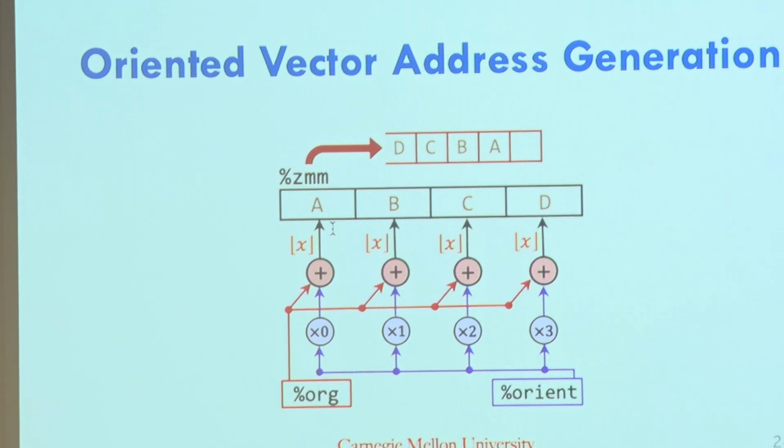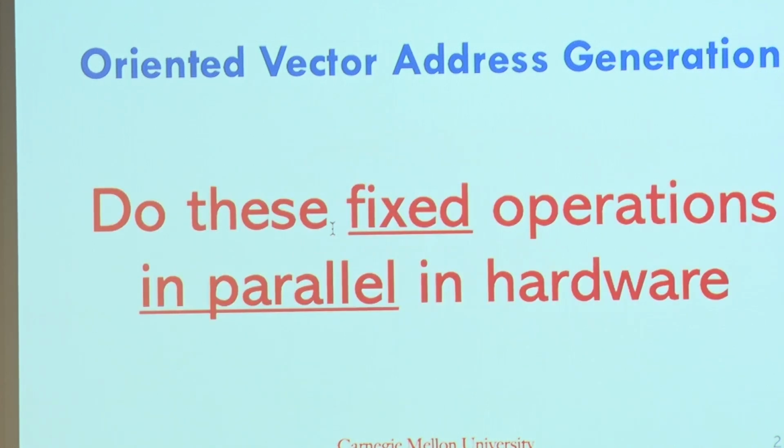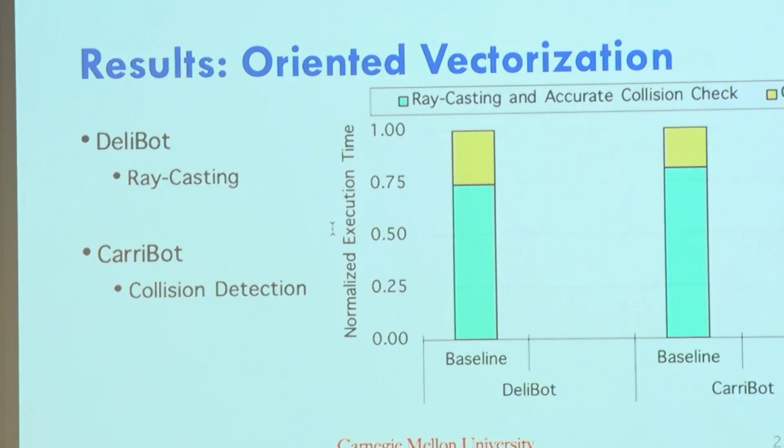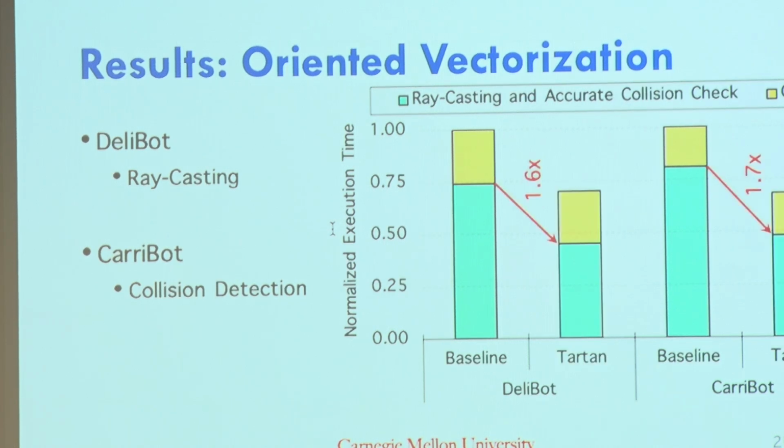The main argument here is that these operations would anyway have been done in software without this instruction, but this instruction performs all these operations in parallel in hardware, which contributes to the speedup results that I will present. So the results of this technique alone for the robots Delibot and Carribot, that are bottlenecked by raycasting and collision detection, show that we have around 1.6 to 1.7x speedup in these bottleneck operations.